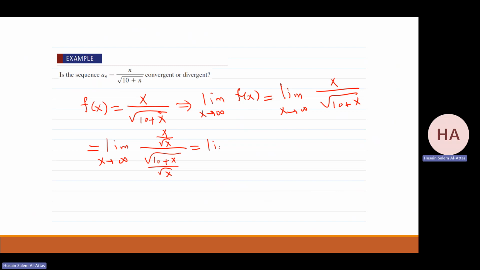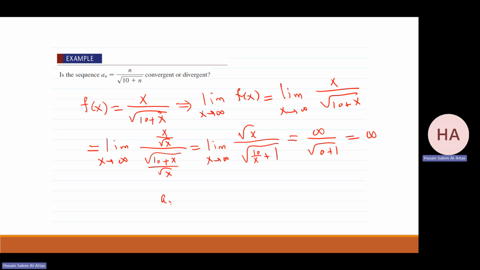So I have the limit as x goes to infinity of what? X is positive, so I can take it inside. I have x over the square root of x, which will be square root of x, and this one will be square root of 10 over x plus 1. Now apply x goes to infinity. That will be infinity. This one will be what? 0 plus 1. So I'm getting infinity.